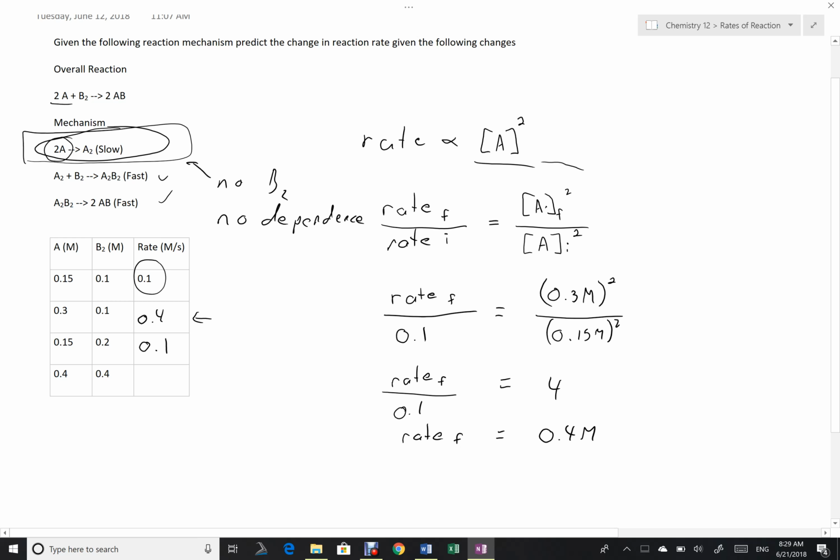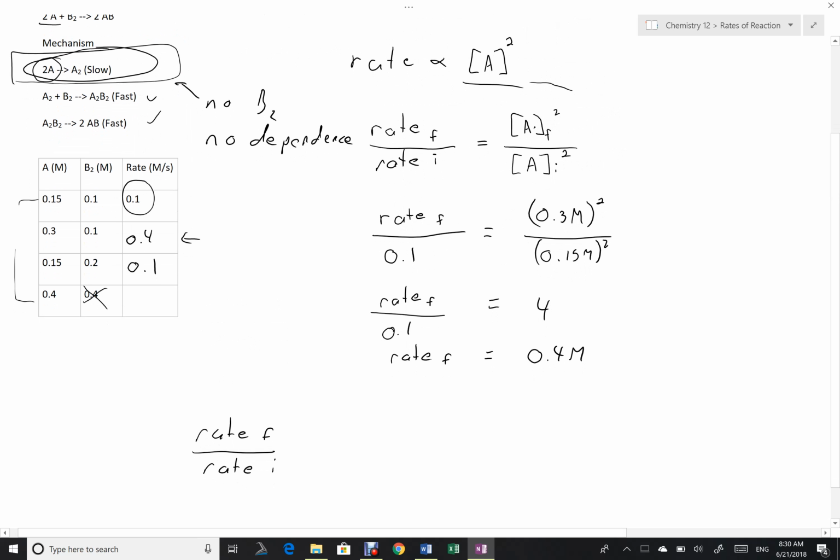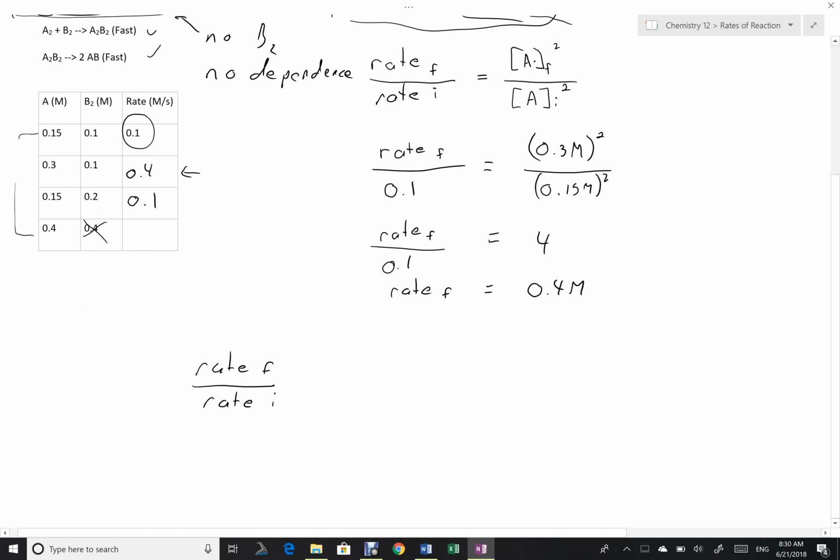And one more here. Here I'm going to change A and B based on what I just discussed. I don't care about the fact that I changed B, so I'm going to ignore that change, and I'm going to focus on my change in A, setting up my ratio again. So here again, my rate in my final situation in comparison to my rate in my initial situation. I can set up a ratio based on the rate law. Concentration of A final squared divided by the concentration of A initial squared.